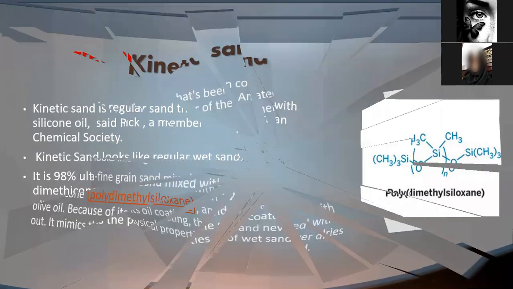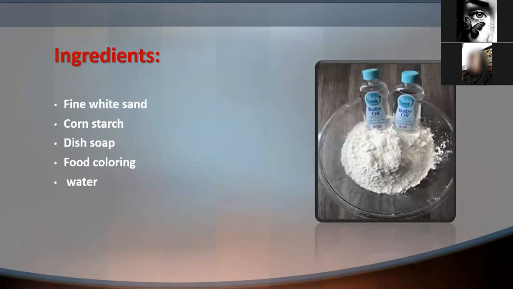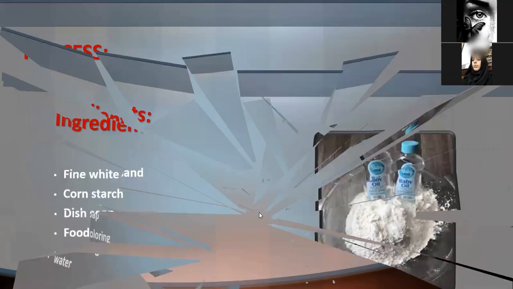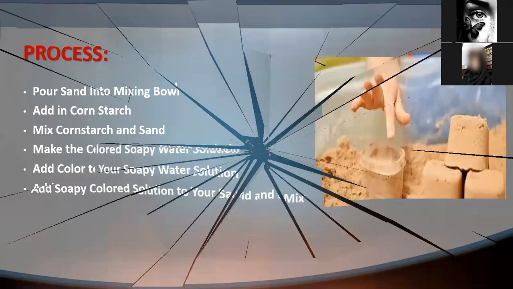Ingredients. Ingredients of kinetic sand are sand, cornstarch, and coloring and water. Process of making the kinetic sand is: pour sand into a mixing bowl. Add in cornstarch, mix cornstarch and sand. Make the colored soapy water solution. Add color to your soapy water solution, then add the soapy color solution to your sand and mix it well.